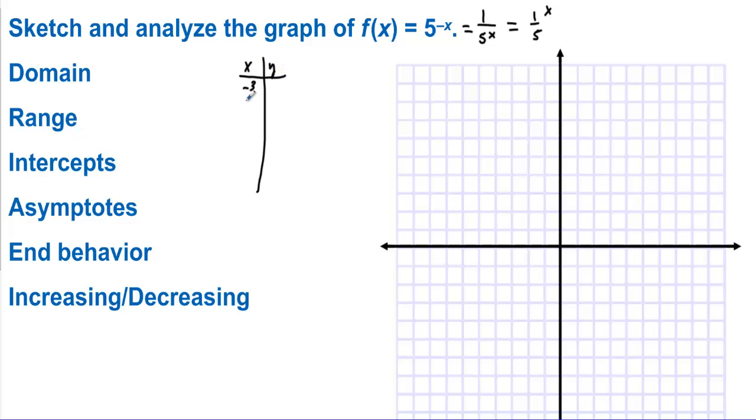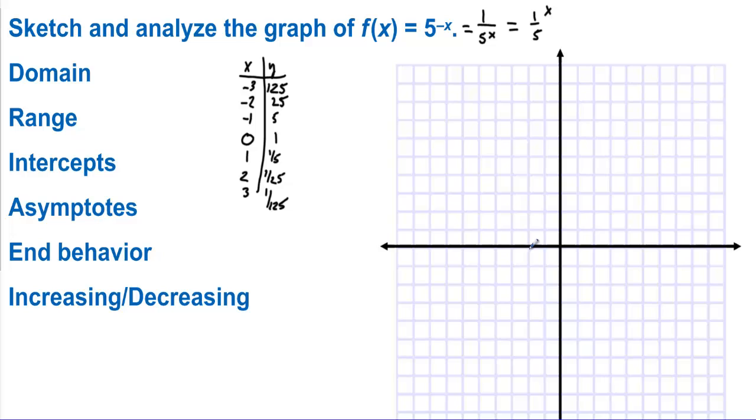We have -3, -2, -1, 0, 1, 2, and 3. When we plug -3 in, that brings this all the way back up to the top, and we get 125. -2 gives us 25. -1 gives us 5. Now anything to the 0 is 1. Then we get 1/5, 1 over 25, and then 1 over 125.